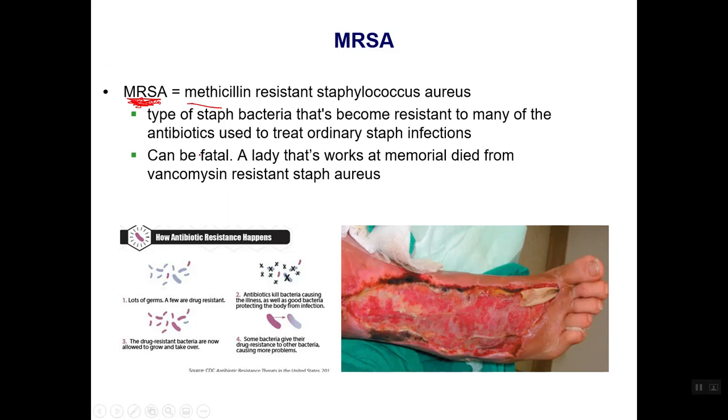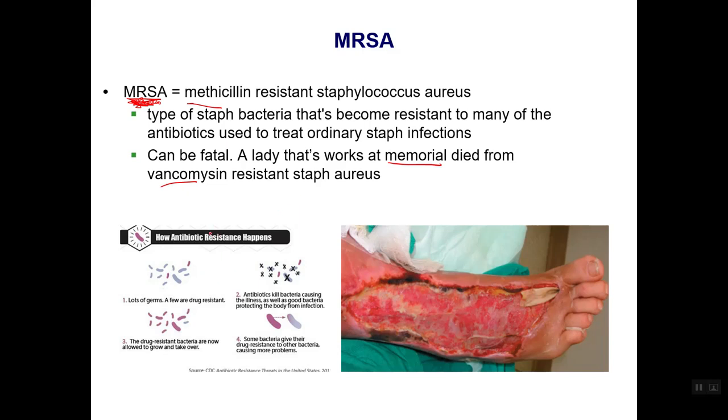It's a type of staph that's very resistant to antibiotics. It can be fatal. I don't know this lady personally, but there was one who worked at Memorial. I'm not sure if it was the Memorial in Savannah, but she died from a resistant staph. It was vancomycin resistant, so it's pretty scary. She was a hospital worker. She worked in the lab just like I used to at the Mayo Clinic, but she was at a Memorial Hospital and she died from contracting Staph aureus.